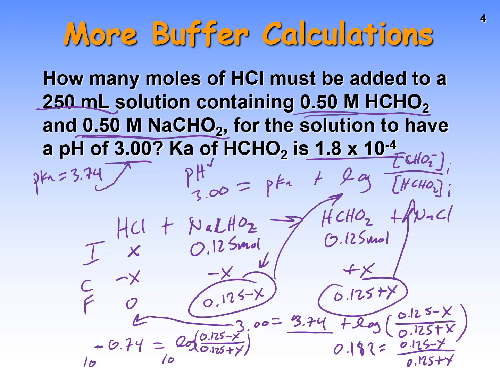At this point, it's a relatively simple algebraic equation to solve for X. And we can get X, and I'm just going to skip the algebra here. If you need me to show it, please just come to discussion session. And you should get about 0.0909 moles of HCl that need to be added.